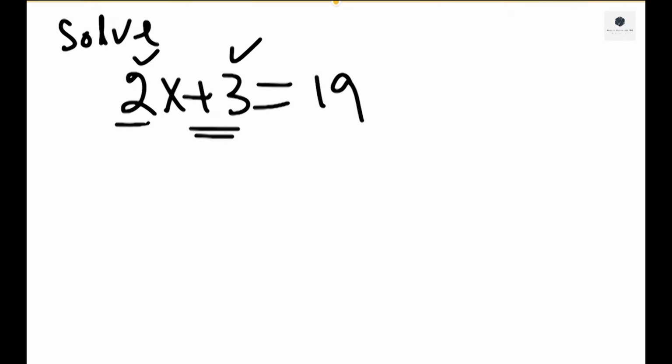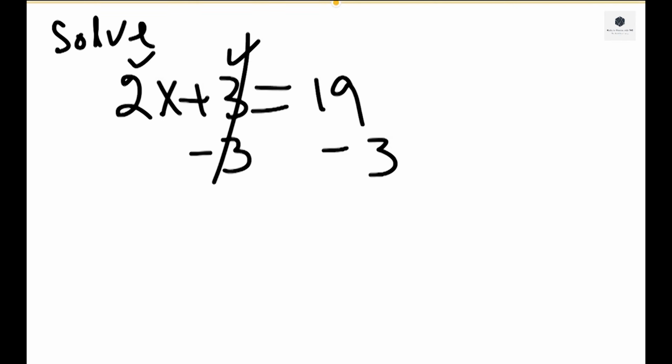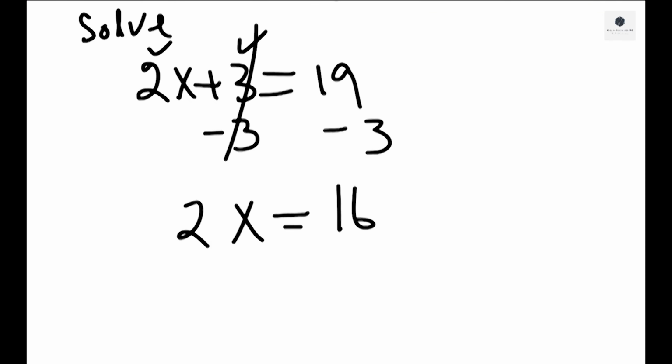So for example, I want to get rid of the plus 3 first. What I'll be doing is minus 3 on this side and minus 3 on this side. So plus 3 and minus 3 is gone. 2x equals 19 minus 3, which is 16. Now you need to get rid of 2. So divide this side by 2 and divide this side by 2, and 2 and 2 are gone.